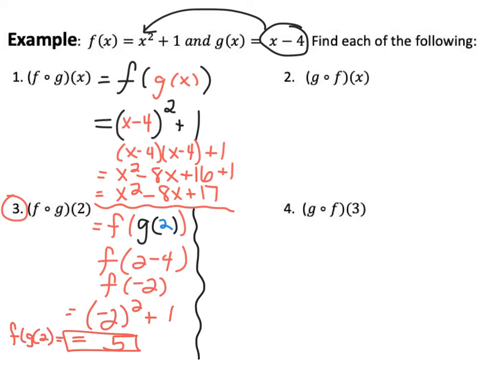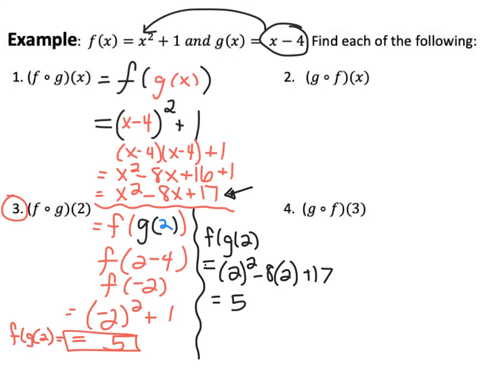Now, I also want to point out that we could have plugged it into our new function. We've composed them, and we have what f of g of x is. So f of g of 2 is also equal to plugging 2 into that function, so it'd be 2 squared minus 8 times 2 plus 17, and you would just evaluate this, which would be 4 minus 16 plus 17, which also gives me 5.